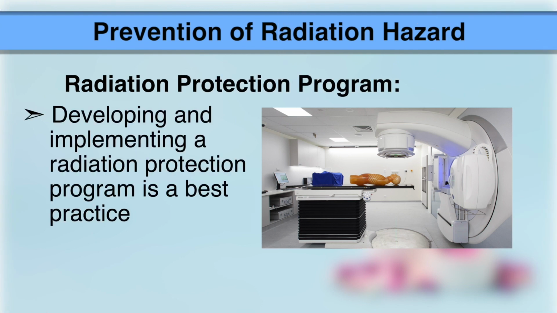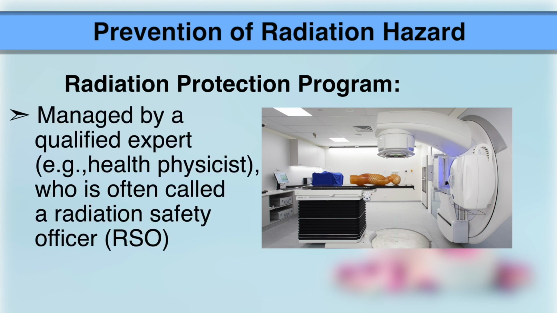If we look into radiation protection programs, developing and implementing a radiation protection program is the best practice for protecting healthcare workers or healthcare professionals from ionizing radiation. A radiation protection program, like a protocol, is usually managed by qualified experts. Who are the qualified experts? They are health physicists, or healthcare professionals, or healthcare technicians, especially those who have got training and studied about this type of radiation. These people are collectively called radiation safety officers, RSO.